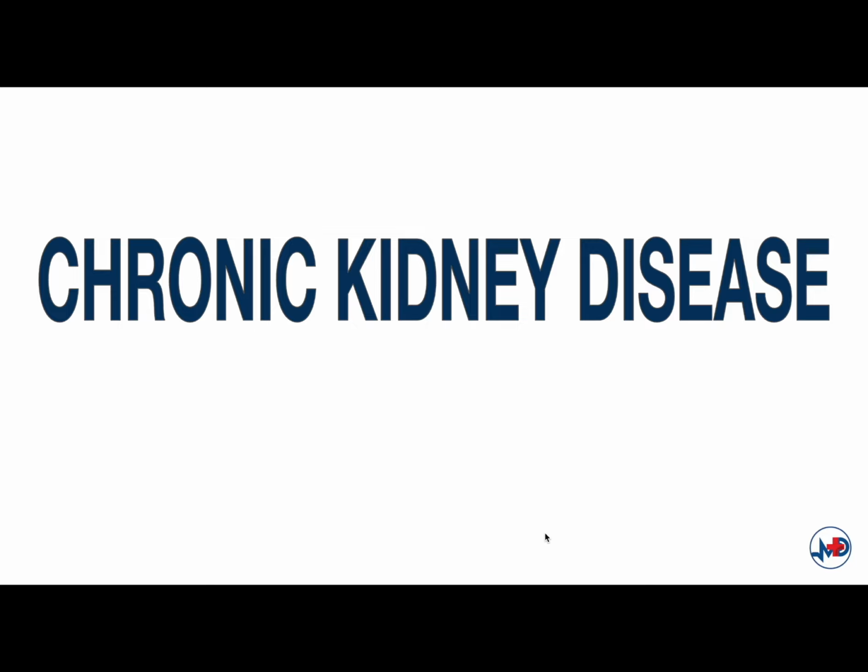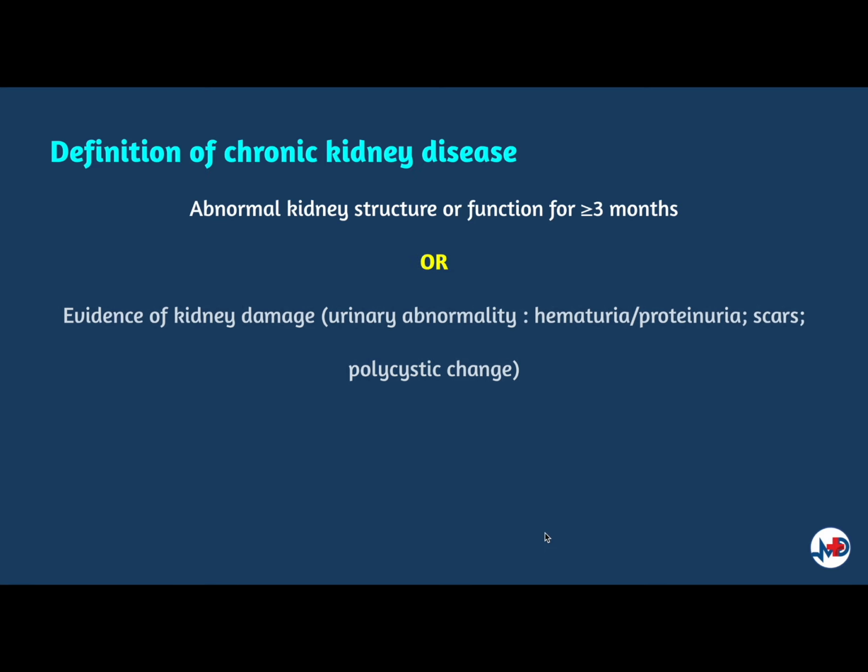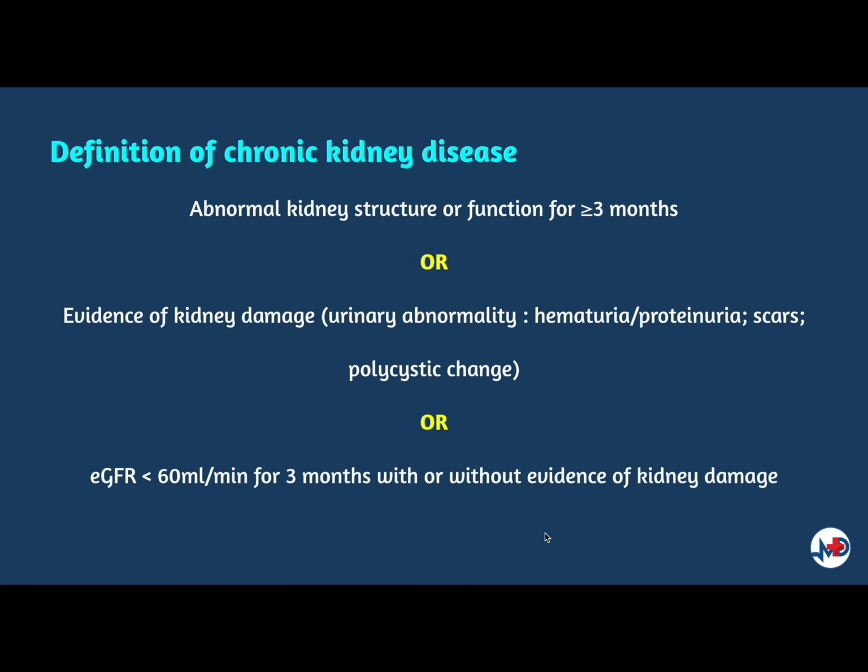Now, let's take a look at chronic kidney disease. As the term suggests, chronic kidney disease is defined by the abnormality of not only the kidney's function but also the structure that has been present for 3 months or more. So that implies the chronicity of the kidney disease. Or if there's evidence of kidney damage, such as presence of hematuria or proteinuria, which are characteristics of urinary abnormality, or presence of scars, or polycystic changes on a renal scan.